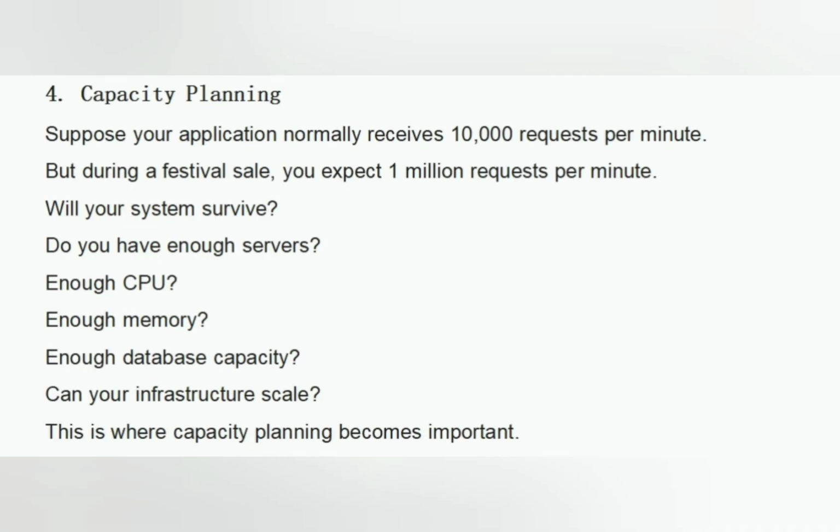Now fourth is capacity planning. Suppose your application normally receives 10,000 requests per minute, but during a festival sale, you expect 1 million requests per minute. Will your system survive? Do you have enough servers, enough CPU, enough memory, enough database capacity? Can your infrastructure scale? This is why capacity planning becomes important.